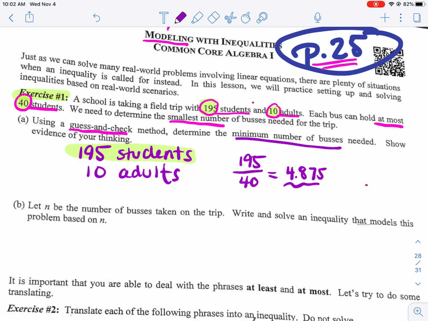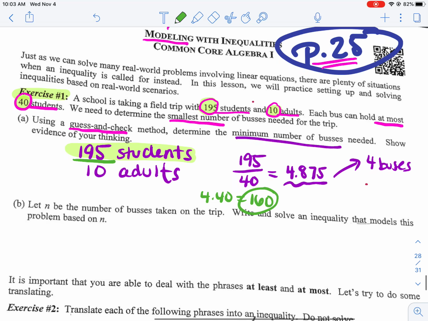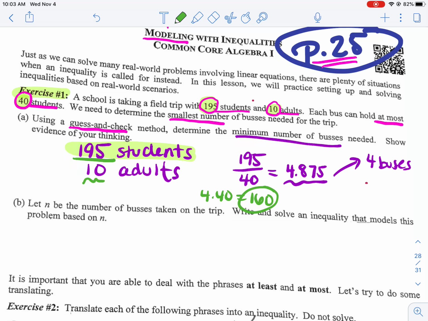So we need to think about this. If I have 4 buses, is that going to give me enough room for everyone? If I do 4 times 40, that's 160. Is that enough to fit all the students? And remember, we have some adults too. It's not going to be. So this is one of those times we have to round up. 5 times 40 is 200, which would give us more than enough room for our students.